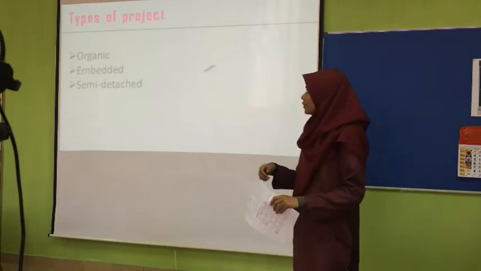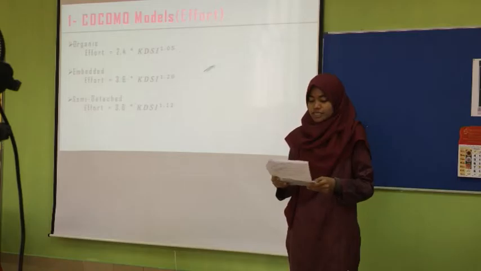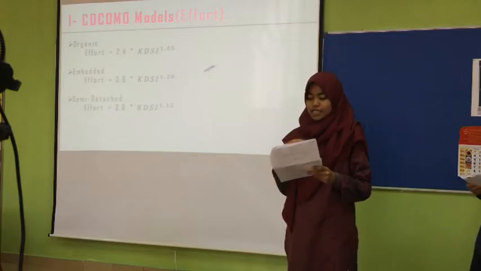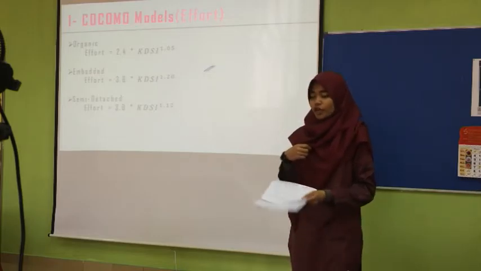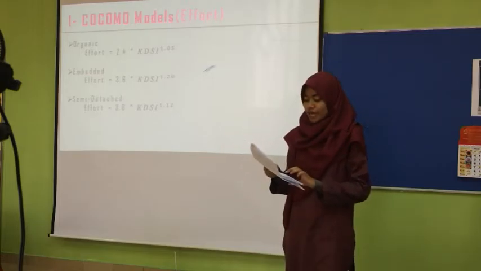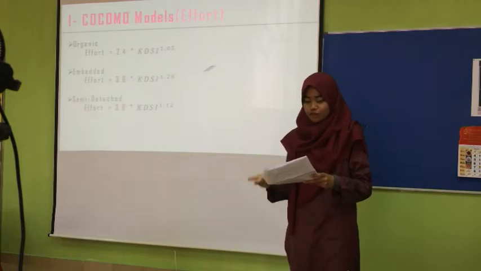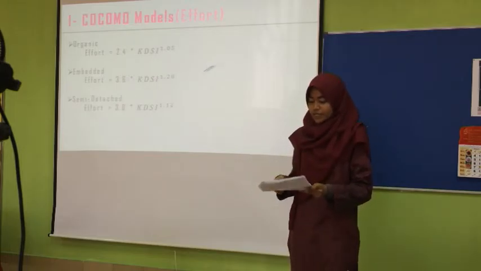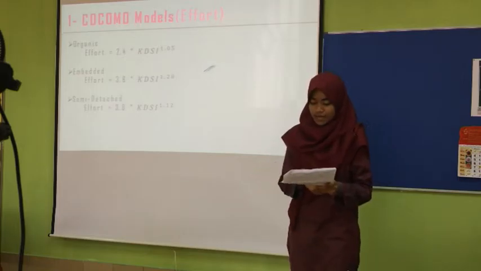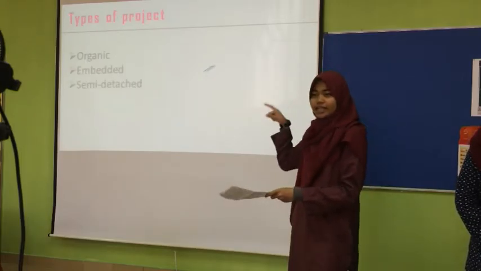Okay. We have three types of project: organic, embedded, and semi-detached. Organic is a somewhat small or simple software project. It requires a small team with good application experience, working to a set of less than rigid requirements, and it requires little innovation. While embedded is a software project that must be developed within a set of tight schedule, hardware, software, and operational constraints. While semi-detached is somewhere in the middle, where the team has mixed experience levels and must meet less than rigid requirements compared to the other two.